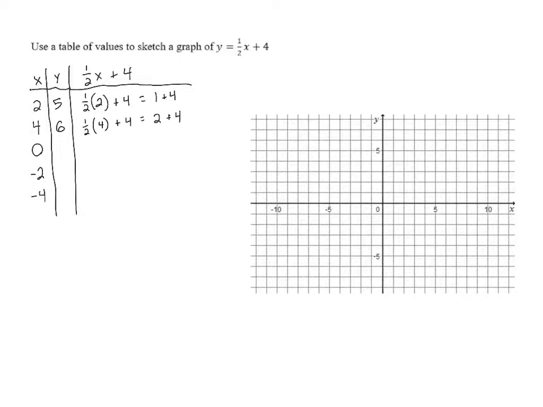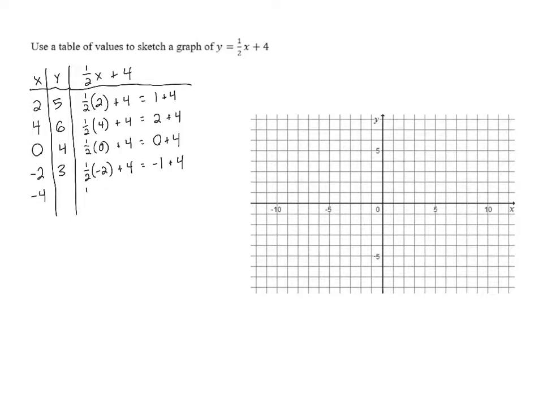Plugging in x equals 0 is pretty easy. We have to take 1/2 times 0 plus 4. But 1/2 times 0 is just 0, and 0 plus 4 is 4. So we end up with the point 0, 4. Next, let's pick negative values of x. For -2, we have 1/2 times -2 plus 4. 1/2 times -2 is -1. A positive times a negative is a negative. So we have -1 plus 4, which gives us 3.